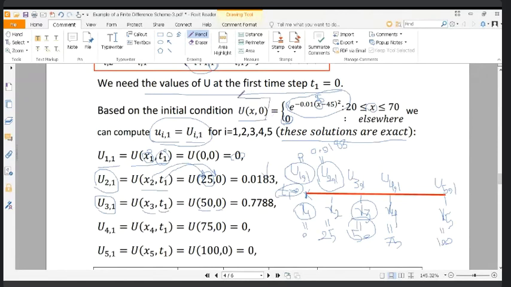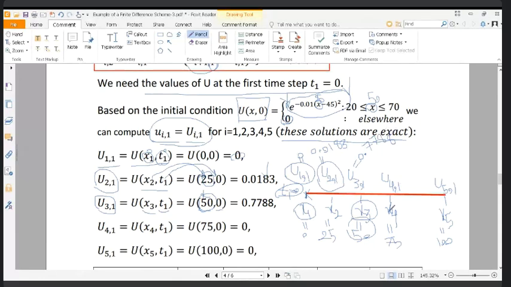Based on the initial condition, for u of 50 and 0, x is 50, and 50 is bigger than 20 and smaller than 70. Okay? And we can use the first case of the initial condition. We should use this first formula. If we put 50 instead of x and compute this exponential formula, we have u3 and 1 is 0.7788.